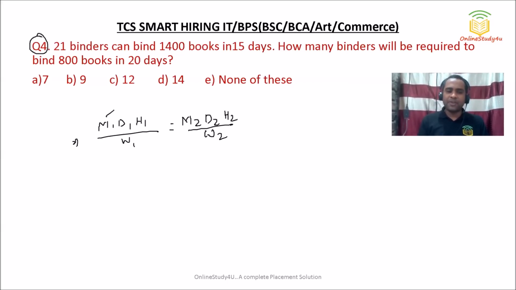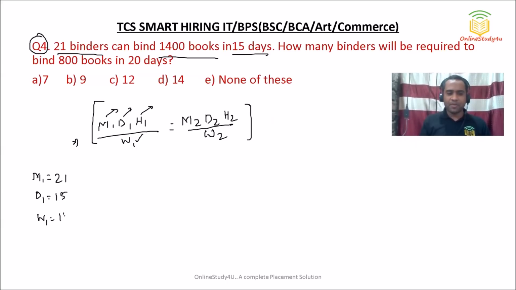So friends, M will be nothing but number of men, D will be number of days, and H means number of hours. If H, hour, is not given, then you do not have to worry at all. And W will be nothing but work. Now 21 binders. So if you see, M1 is 21, and days is 15, and can bind 1400 books. So binding 1400 books is a work. So W1 is equal to 1400. M2, how many binders will be required? Suppose X, to bind 800 books in 20 days.